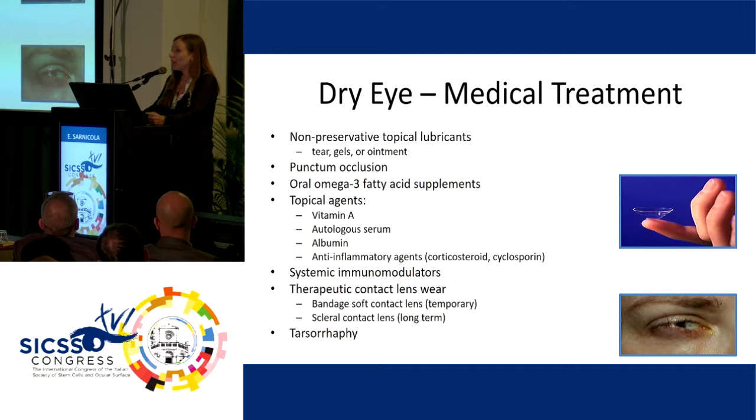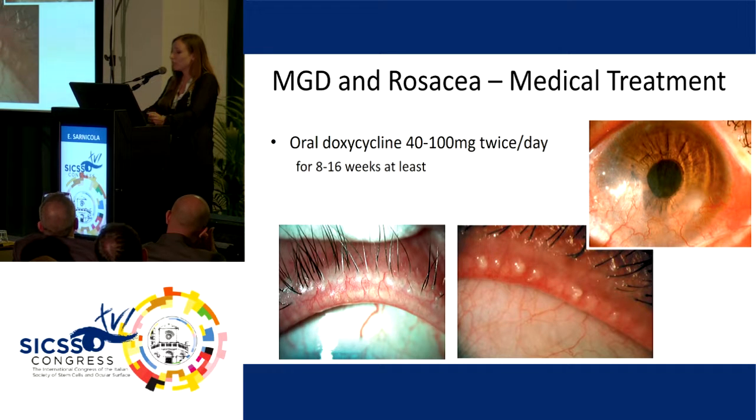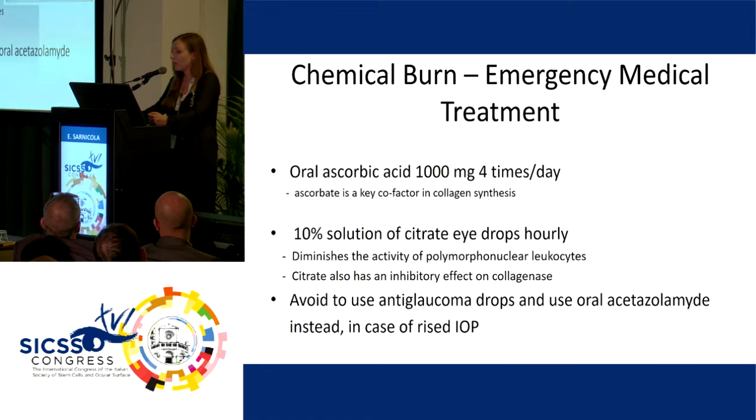Also, systemic immunosuppressors should be used, or therapeutic contact lenses, and even sometimes tarsorrhaphy. Of course, the meibomian glands should be considered, both when they are the main cause or when they are just a contributing factor. And so in this case, oral doxycycline should be used.